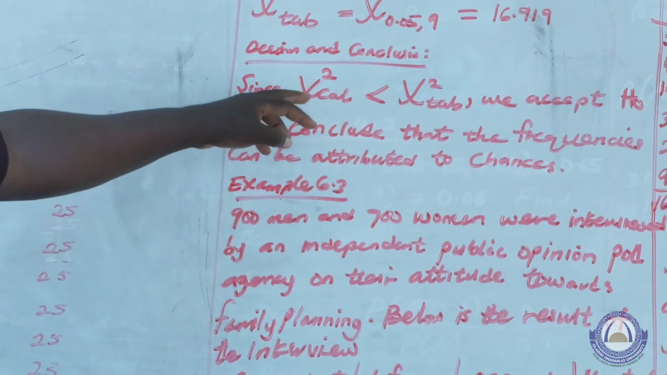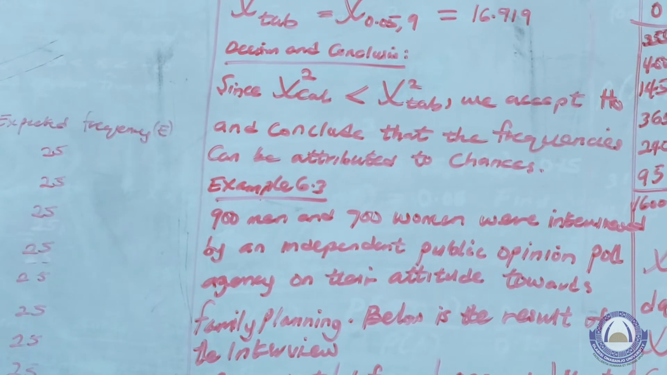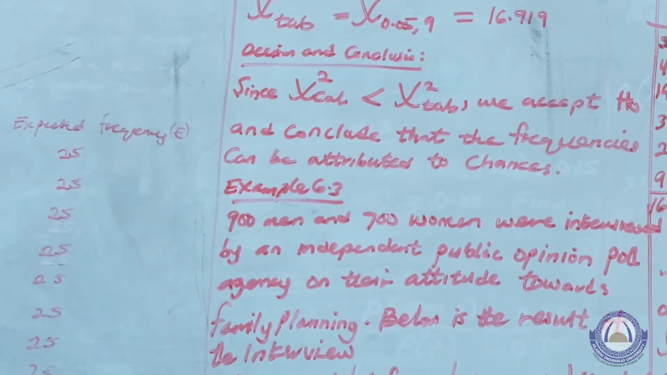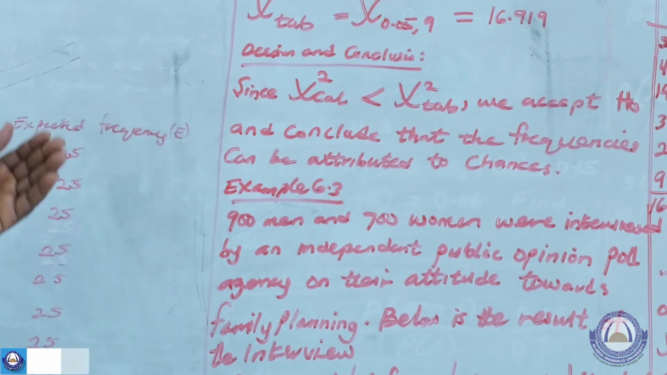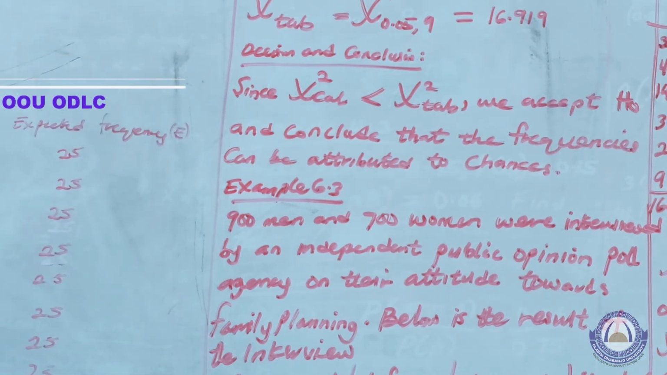Since chi-square calculated is less than chi-square tabulated, we accept the hypothesis and conclude that the frequencies can be attributed to chance. The decision is that if chi-square calculated is greater than chi-square tabulated, we reject the hypothesis. And since the chi-square calculated is less than the chi-square tabulated, we accept the hypothesis in this case, and we will conclude that the frequencies can be attributed to chance.